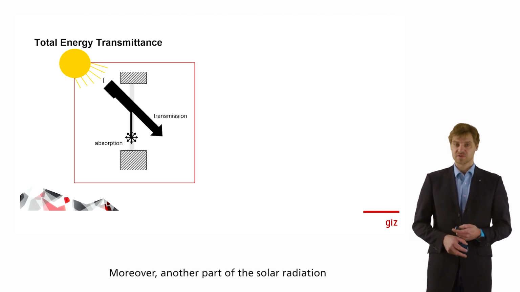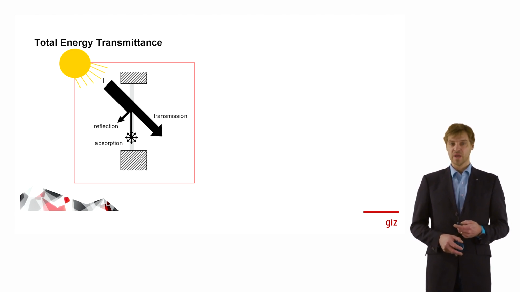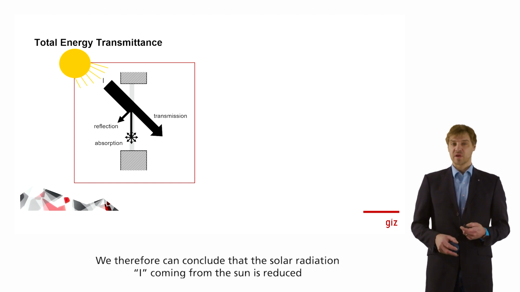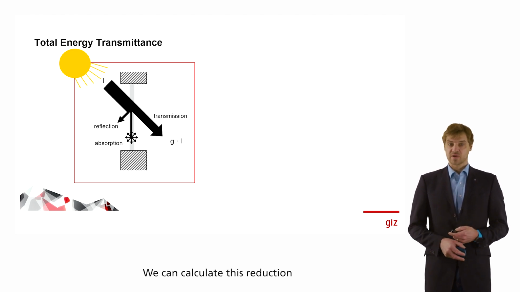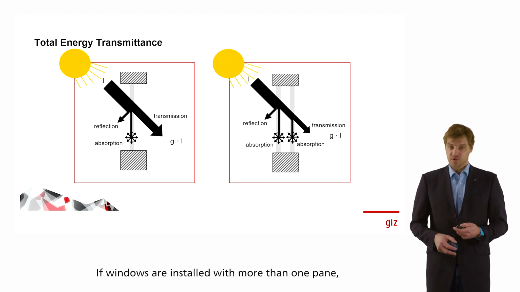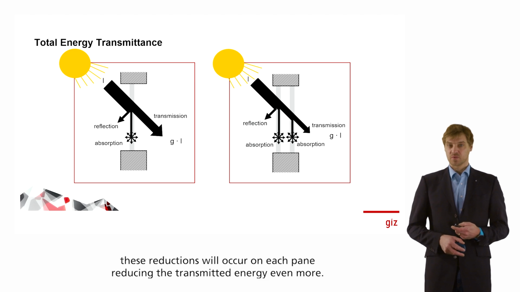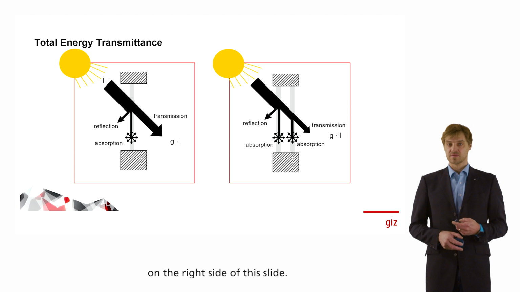Moreover, another part of the solar radiation is reflected at the surface of the window glass. We therefore can conclude that the solar radiation I coming from the sun is reduced by the reflection and absorption. So the total radiation entering the room is reduced. We can calculate this by using the G value. If windows are installed with more than one pane, these reductions will occur on each pane, reducing the transmission energy even more. You can see the radiation part here on the right-hand side of this slide.